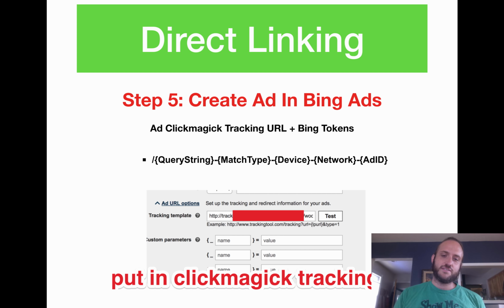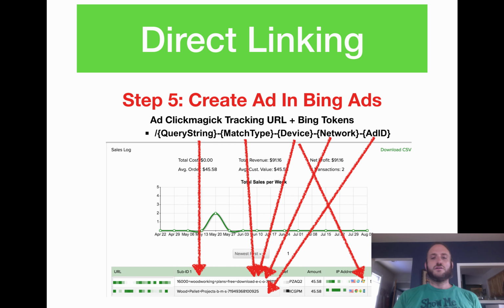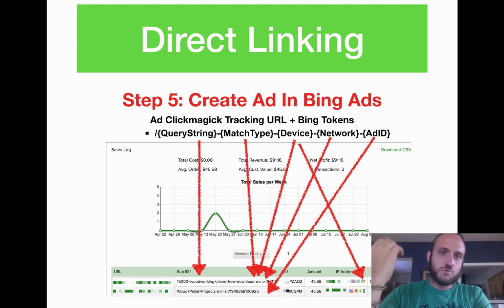Just copy and paste this at the end of your Clickmagick tracking URL inside the tracking template, inside the add URL options. What this is going to do is the query string is going to tell you exactly what they searched for. So not only the keyword, but actually the query string. Some queries, some search terms are more profitable than others, and you want to be able to pull those out and focus on them over time.